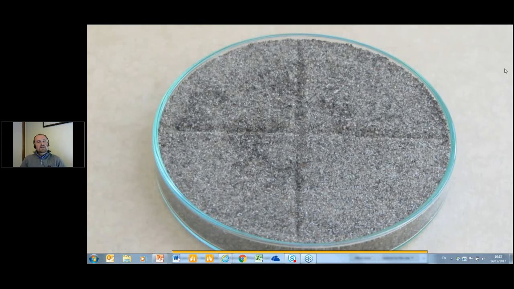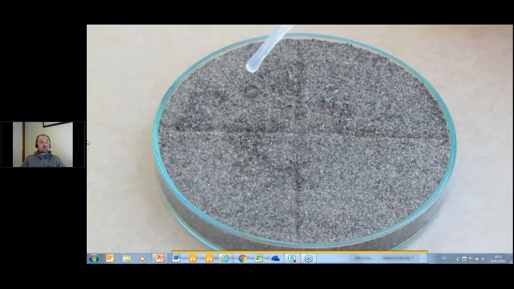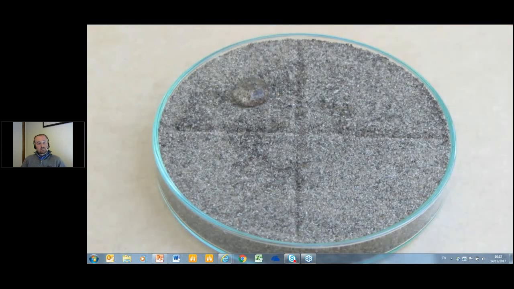So here we have a dish of sand. The sand was collected from a golf course. It was dried and placed into the dish. And I am dripping water from the tap onto the surface of this sand. And you can see very clearly that that water is beading up onto the surface and not penetrating the sand at all. So what is happening? Why won't this water penetrate into that sand below?